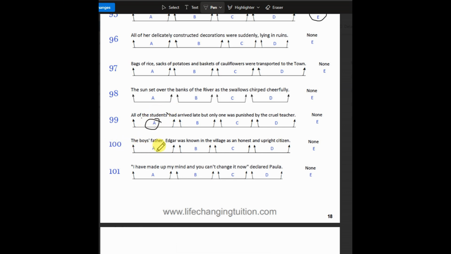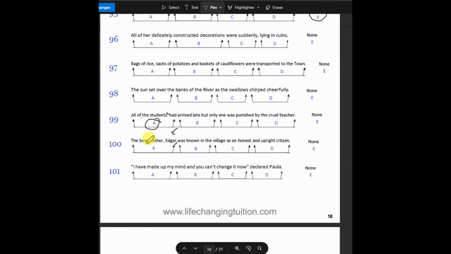For question 100, the boy's father, Edgar, was known in the village as an honest, upright citizen. So if you're going to do an aside like this, where you put out the name, you're going to need a comma or something else here that adds a pause. This is an aside, right? This is a different clause. So you're going to need something here. I would go with a comma.